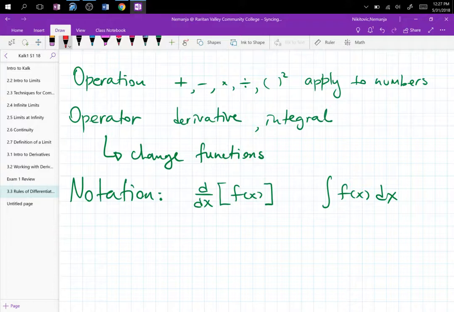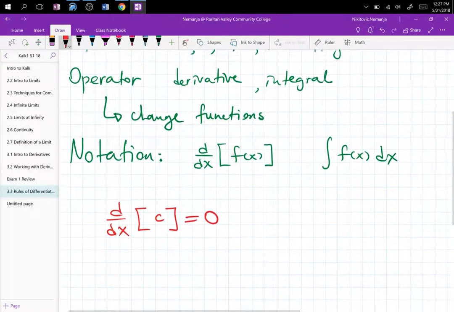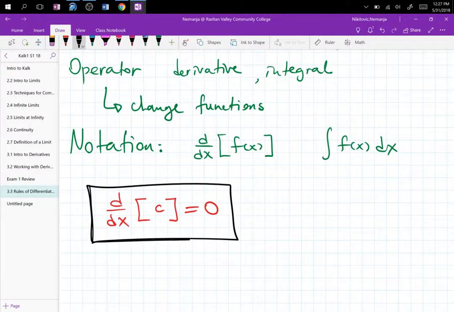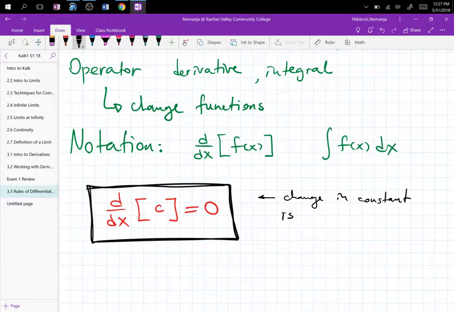So the first rule would be that the derivative with respect to x of a constant is 0. So the derivative of a constant is 0. Well, that makes sense because the change of a constant is 0. We discussed that with the graph. So this one says the change in a constant is 0. That's all it is.